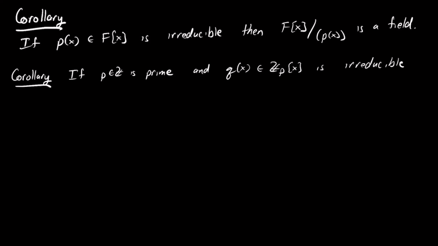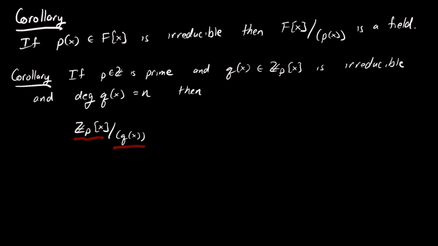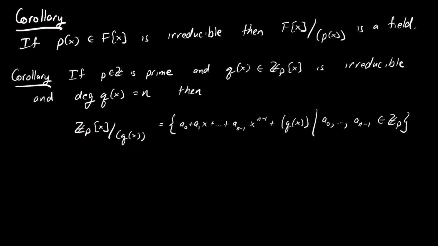I'll say let P in Z be a prime, and I'll take Q of X in ZP bracket X to be irreducible, and I'll take the degree of Q of X to be n. Then if I consider ZP bracket X mod the ideal generated by Q of X, let's think about what this looks like. The thing to remember is that any polynomial in ZP bracket X is going to be equivalent to its remainder mod Q of X.